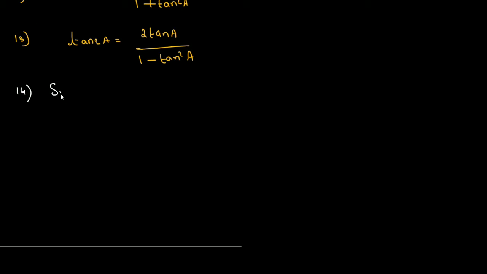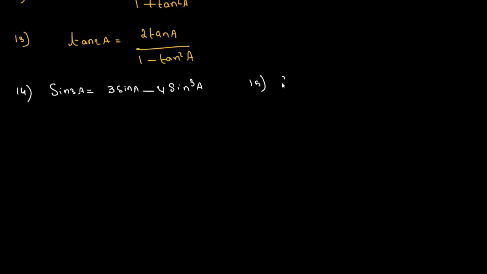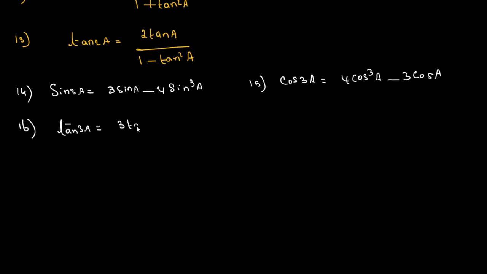The next one, sin 3A. Sin 3A is 3 sin A minus 4 sin cube A. 15th one, cos 3A is 4 cos cube A minus 3 cos A. 16th one, tan 3A is 3 tan A minus tan cube A by 1 minus 3 tan square A.